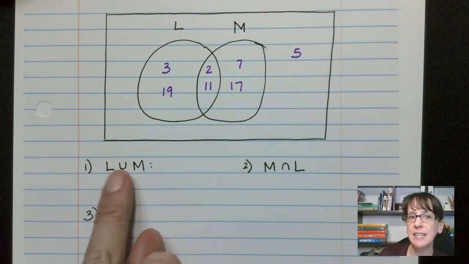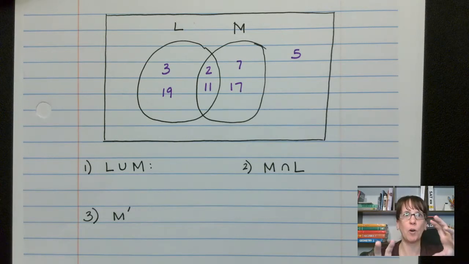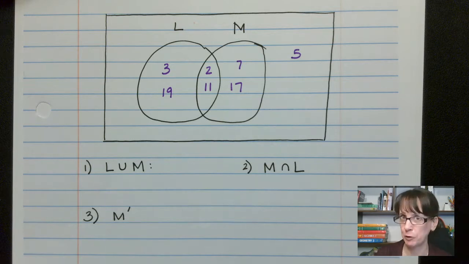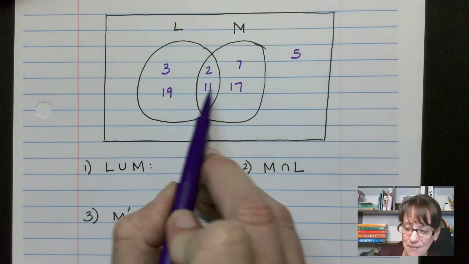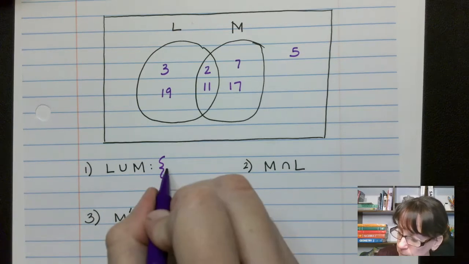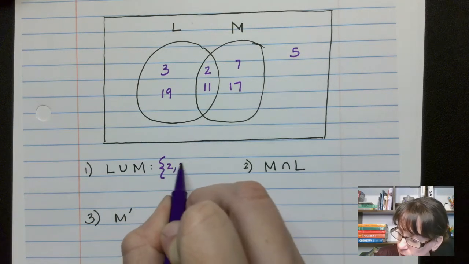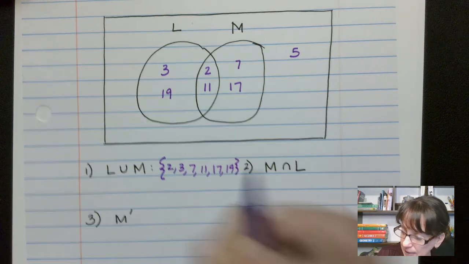So we want to find the union between L and M. And remember, union means the overlap between those, or it's the either-or. Let's make that a little bit clearer. It's the either this or that. So in this case, it could be 2, 3, 7, 11, 17, and 19. So the union between those two would be 2, 3, 7, 11, 17, and 19, like that.